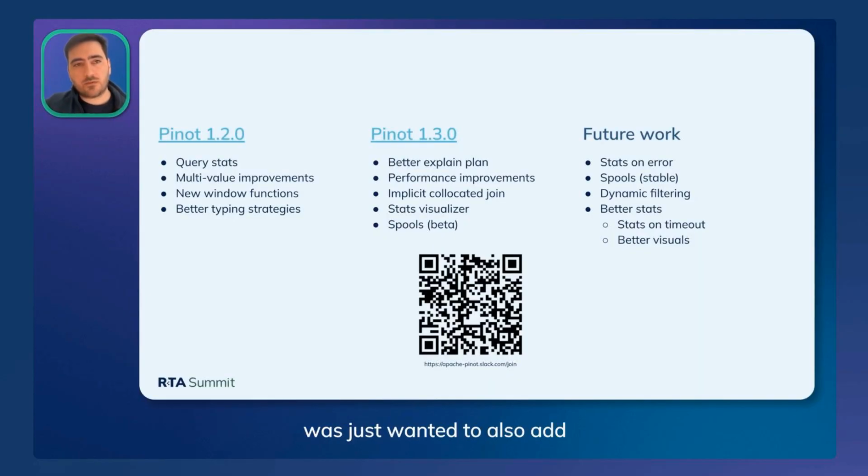I just wanted to also add some chronology of the things we have been adding in the last year in the multi-stage query engine, Pinot 1.0, Pinot 1.3, and any future work we want to be working on. The QR there is just a link to our Apache Pinot community Slack, where you can ask any question you have or propose new ideas, so we can have your feedback on the things we need to introduce or the things we can improve.